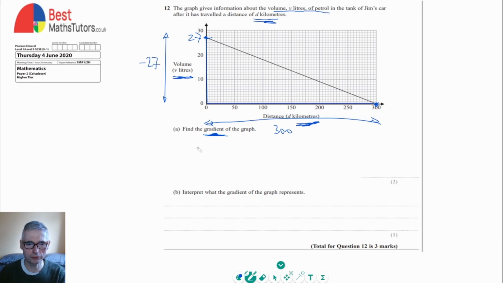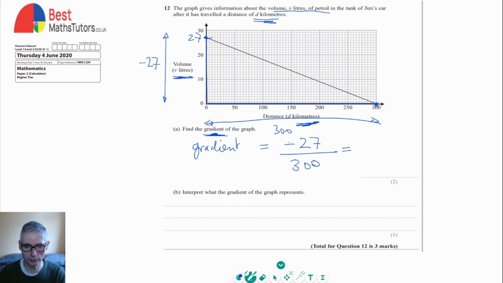And for the gradient, it's the distance it's fallen. Sometimes you might get it called the rise over the run. So it's the change in the y value there, which is minus 27, divided by the change in the x value, the horizontal distance, which is 300.